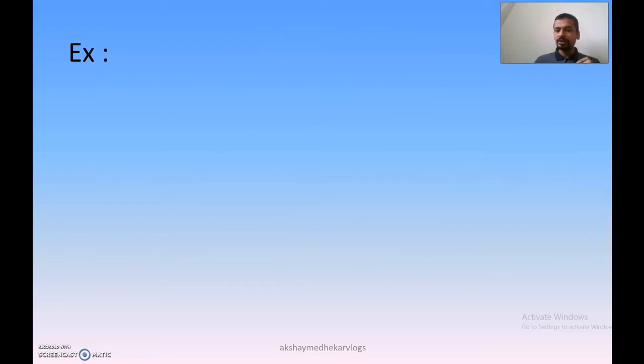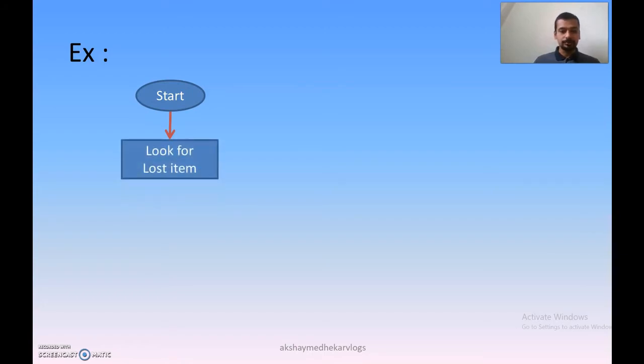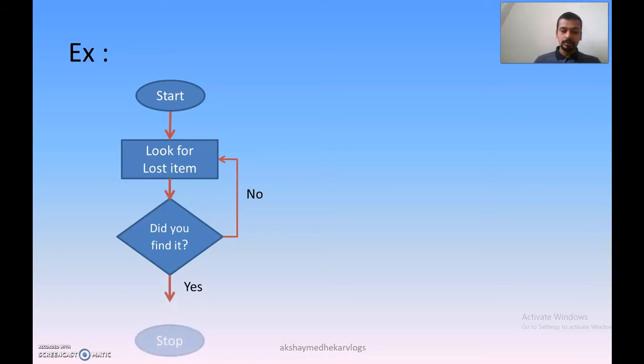So we will see one short example of how we can represent a flowchart. Start. So we are starting the operations. The next step, look for a lost item. We have lost some items, and we need to look for them. So the second operation is to look for the item. And now, did you find it? Yes or no? If no, then again look for the lost item. If yes, then stop. So it's very simple.